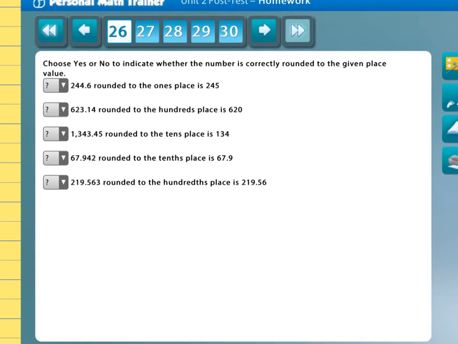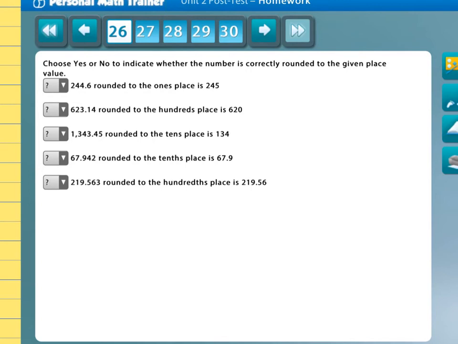I can tell right off the bat that this one is false. If you look at it, 1,343 and 4,500 rounded to the nearest tens place. So if you round this to the tens place, you're not going to get 134. You're going to get 1,340. That number is just way too low, so that's false.